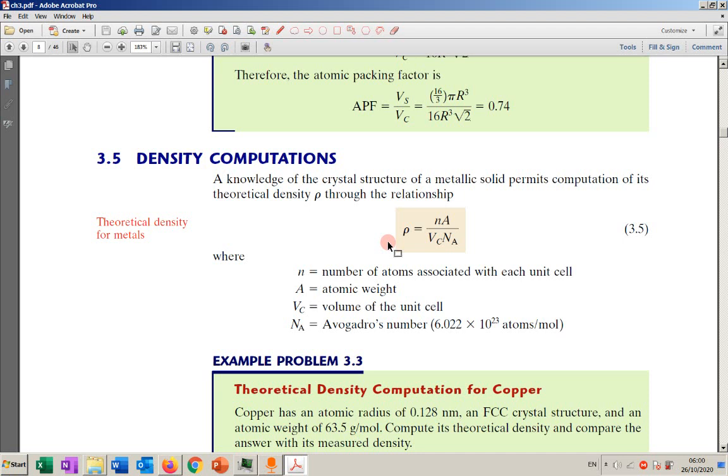Now, if we know the crystal structure of a metal, we can calculate its theoretical density. You know from physics or chemistry, you can go to the lab and calculate density practically. You take a sample, you measure its weight, you measure its volume, then weight over volume is going to give you density, which we know as mass over volume. Density is equal to mass over volume.